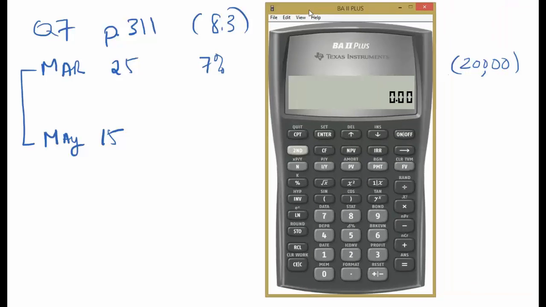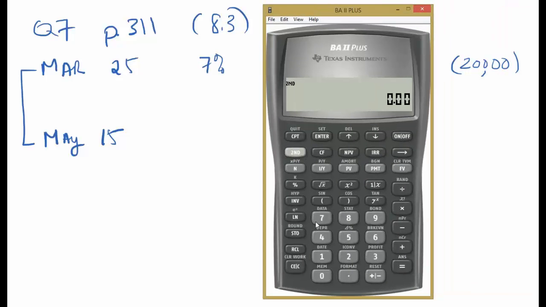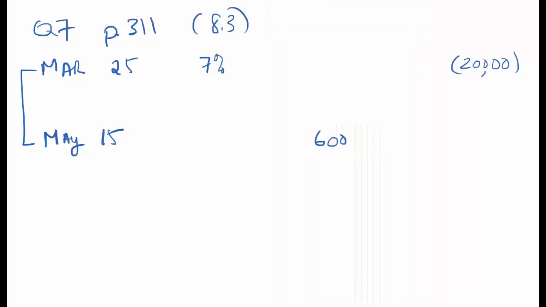Let's do that with our calculator. Second function, date, March 25th is 3.2513. If it doesn't say, choose a non-leap year. Enter, down arrow. May 15th is 5.1513 for May 15th, 2013. Enter, down arrow. Press compute. That's 51 days. So I know that this is 51 days.